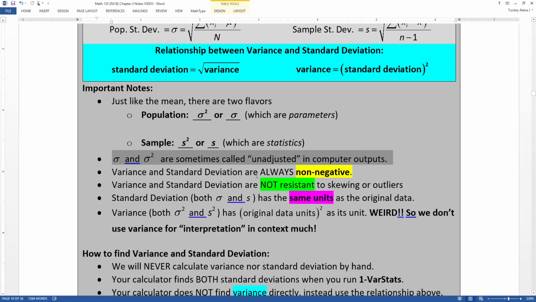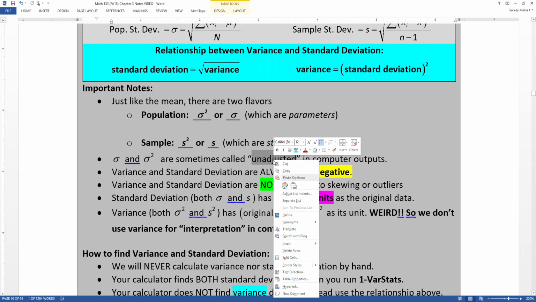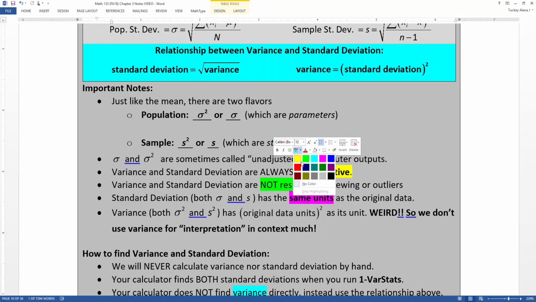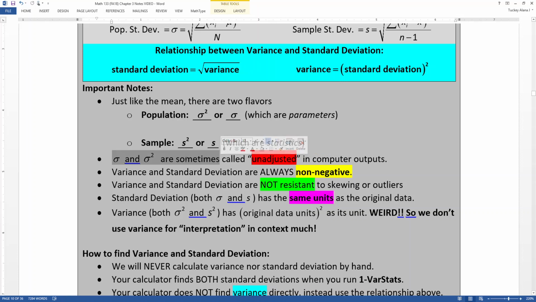And then we notice this little bit right here. It says that sigma and sigma squared are called the unadjusted computer outputs. All right, that's key, because the sigma squared one is unadjusted. So if we look back at our output, the one that says unadjusted is actually sigma squared. But we don't want sigma squared because we have a sample. We want S squared. So we're going to use the other one, the one that's not unadjusted.